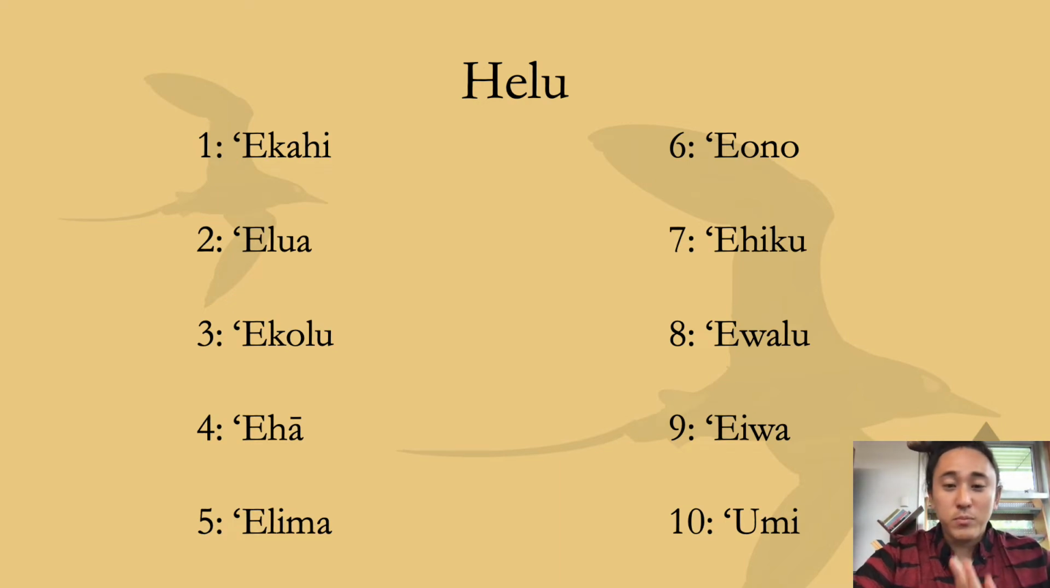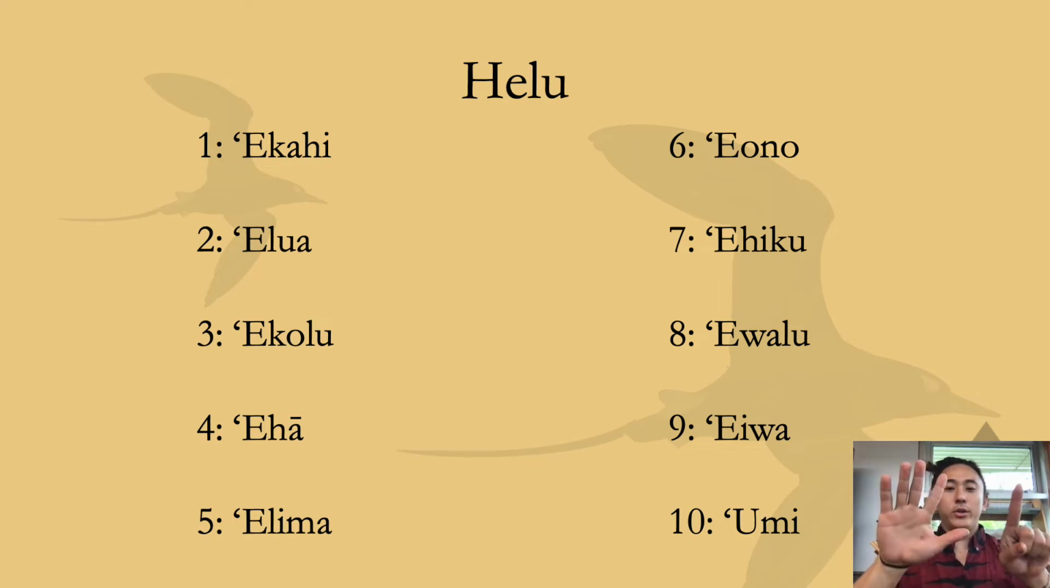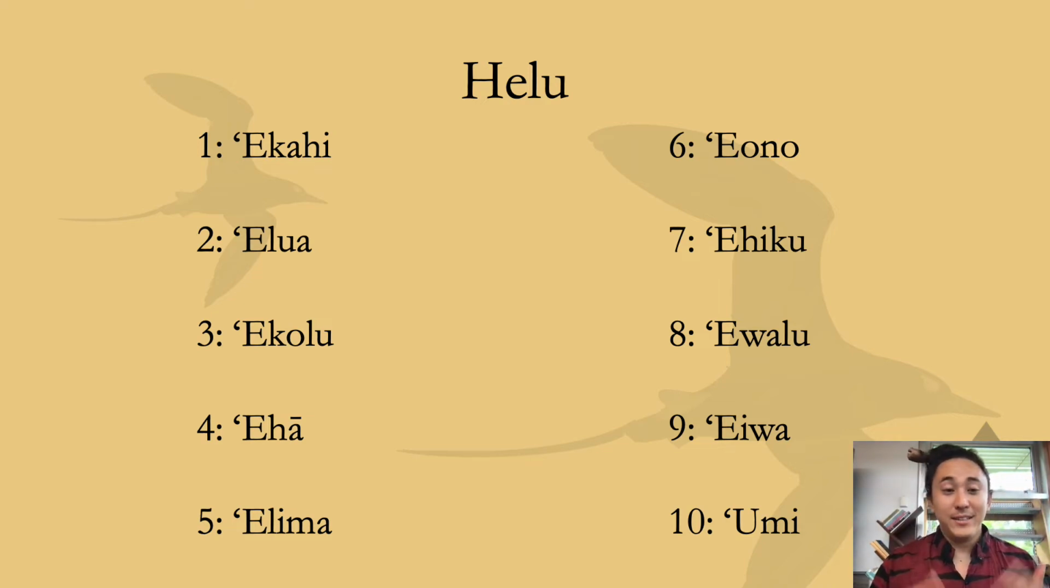So I'm just going to go through them one more time real fast. E kahi, say them along with me. E kahi, e lua, e kolu, e ha, e lima, e ono, e hiku, e walu, e iwa, umi. Mai ka'i. Back to our class.